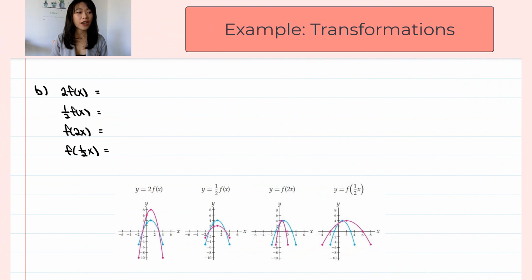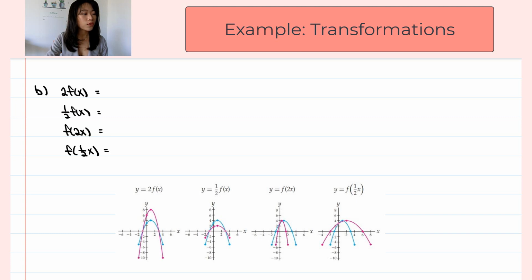In part B, we have the following 4 transformations: 2 times f of x, half times f of x, f of 2x, and f of half x. By looking at the functions, we see that they are stretching and compression. The first 2 are vertical stretching and compression, and the lower 2 are horizontal compression and stretching. Let's find the equations of the functions.